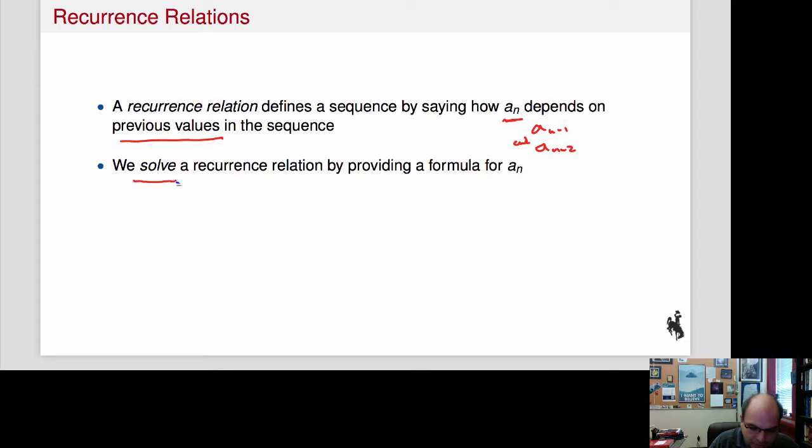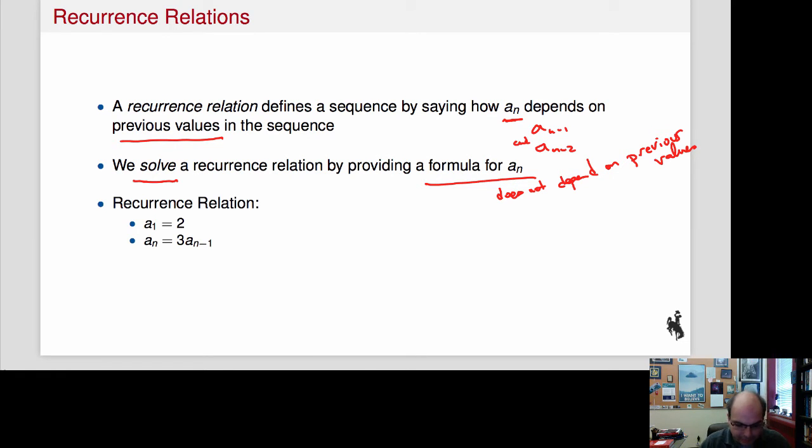Now, we often talk about solving a recurrence relation. And by solving a recurrence relation, what we mean is that we want to provide some kind of a formula for a sub n that does not depend on previous values, okay? That's a closed form solution or a non-recursive definition, okay? So that's what we're trying to find.